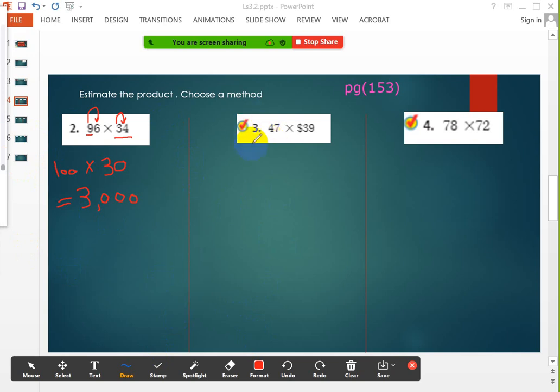Let's do number 3 with you. I want you to help me to round the numbers right here and estimate the product. Look, round 47 to the nearest 10. This is 4. After 4, what do I have here? 7, right? 7 is greater than 5. Very good. So what do I have to do right here? Add 1 to the tens. Very good. It will be 50. It will be 5 and the digit after it will be 0. Now, what about 39, Lana?